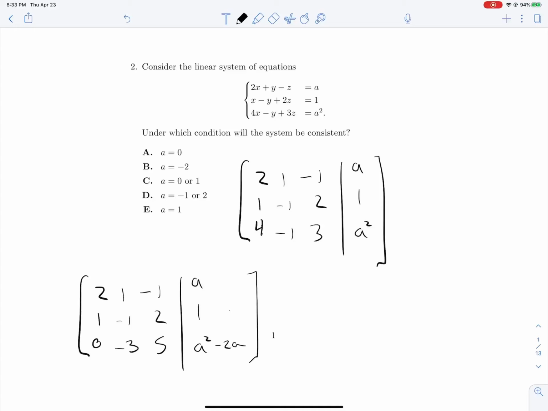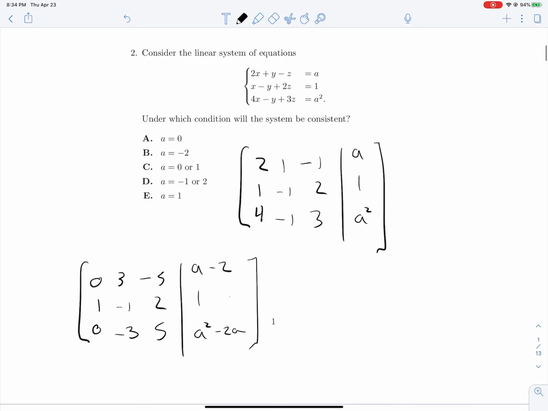Let's subtract 2 row 2s from row 1. We will get 0, 3, -4, so -5. And what do we say? We're subtracting 2. Yeah, so -5, a -2. Okay, well there's something right there.